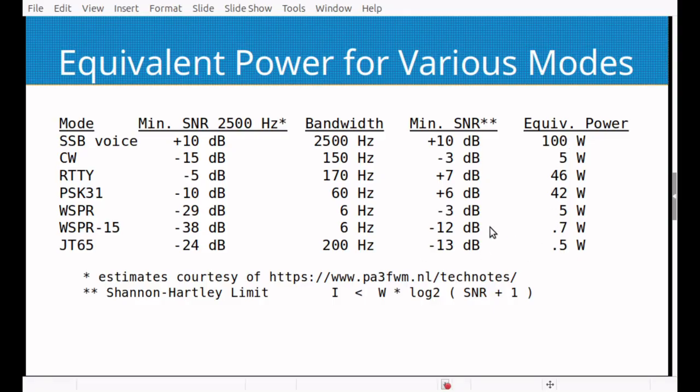Whisper 15 is more robust than Whisper even, and you only need 700 milliwatts. JT-65 is even more robust, and you only need half a watt to be the equivalent of 100 watts on phone.